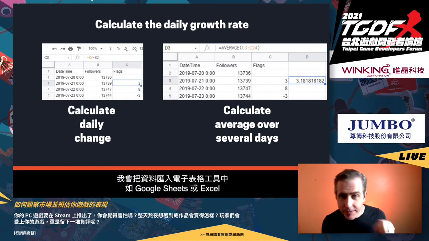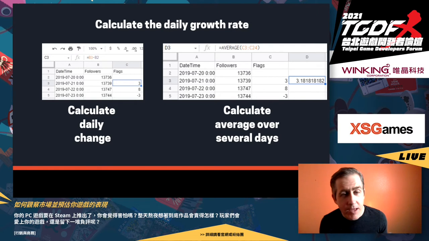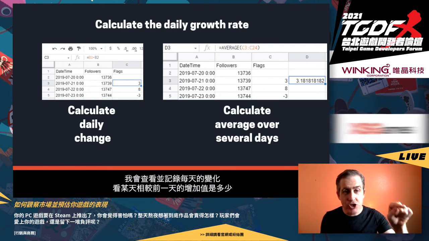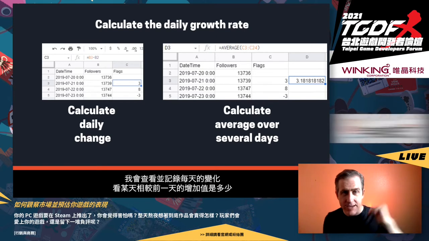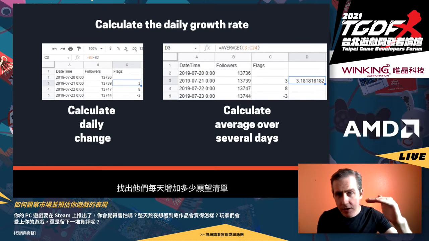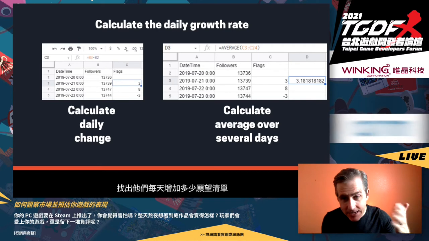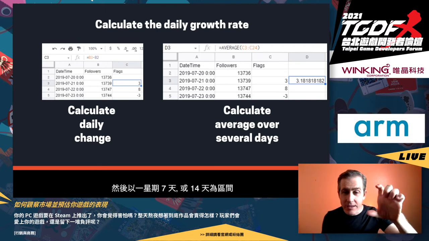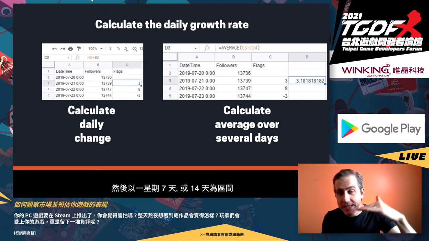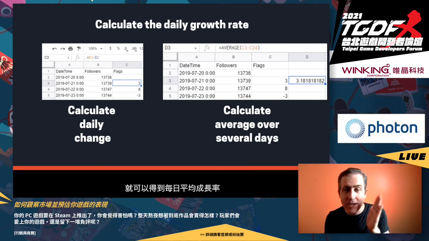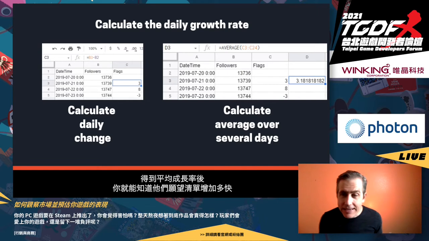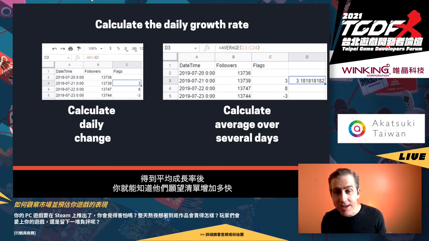What I do is I import that into a spreadsheet tool like Google Sheets or Microsoft Excel, and I just look and do a daily change. I just do a delta from one day to the next to see how many wishlists they earn on a day-to-day basis. And then I take a week, you know, 7 days, maybe 14 days, and I just average that delta. That'll give you the daily average growth rate. By getting that average growth rate, you can identify how many wishlists they have.